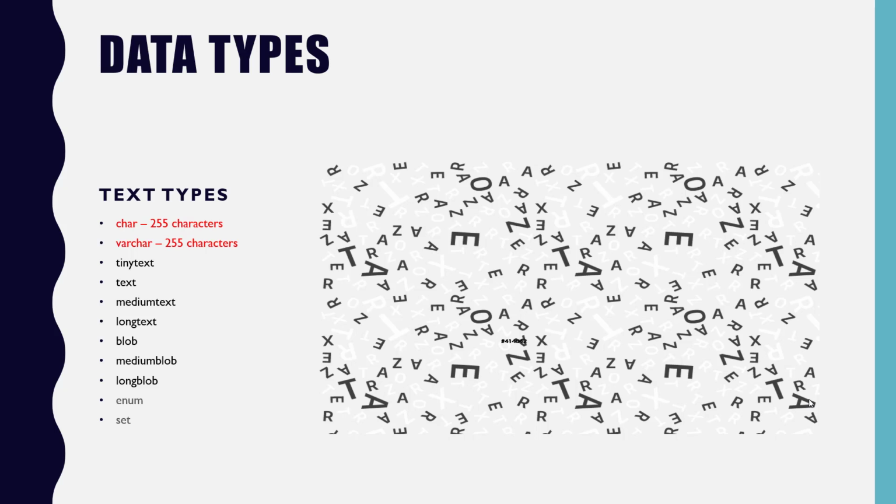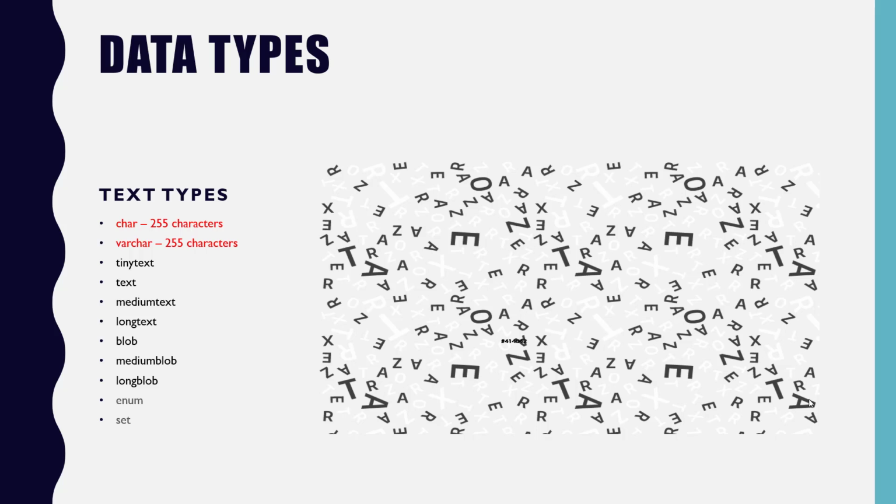The characters and the variable characters can both hold a maximum of 255 characters. Now, when you build your table, you choose how many characters it can hold. You remember seeing in some of those records where it says char parenthesis 15 or whatever? That means that it can only hold 15 characters at the most. So what's the difference? Anybody know the difference between a char and a variable character?